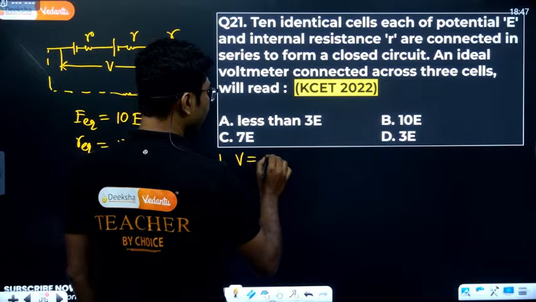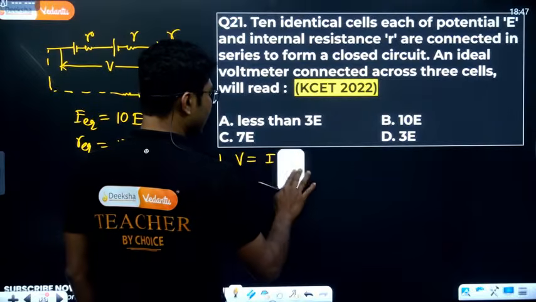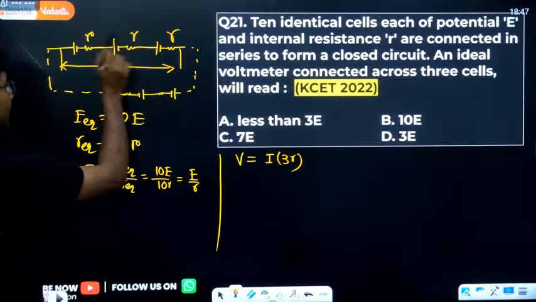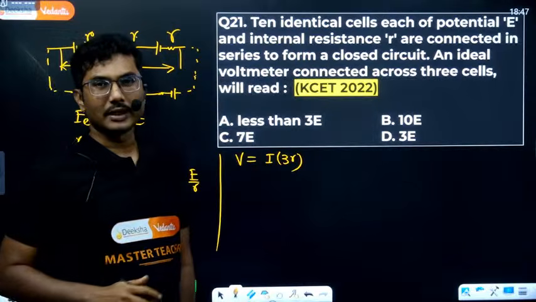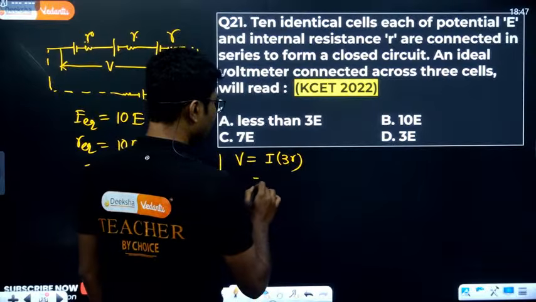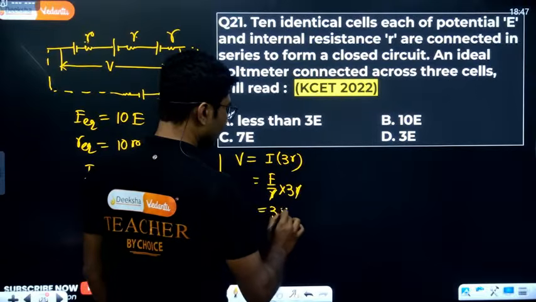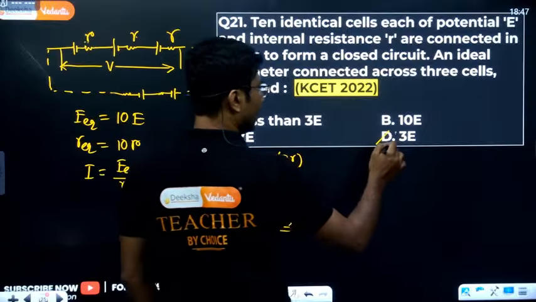The voltage you will measure is basically the total current into the total resistance. Total resistance here is 3R, since 3 of them are there: 3R plus R plus R. So this will be measured by the voltmeter. It will not know anything about the cells. Current is given by E upon R, and the resistance is 3R. So it will measure only 3E. Now, the EMF will be 3E only.